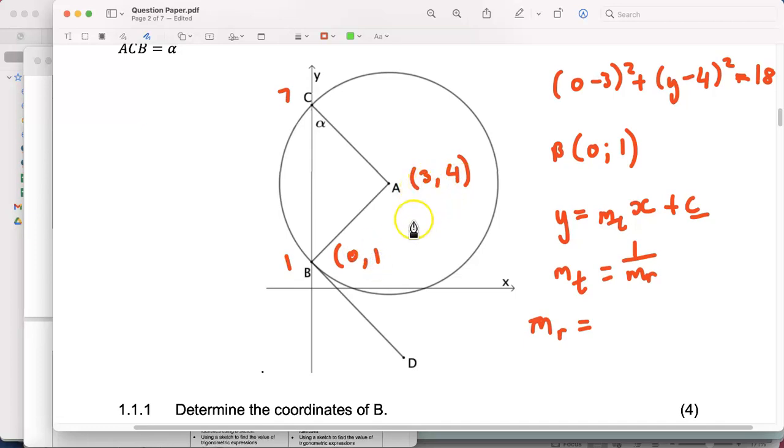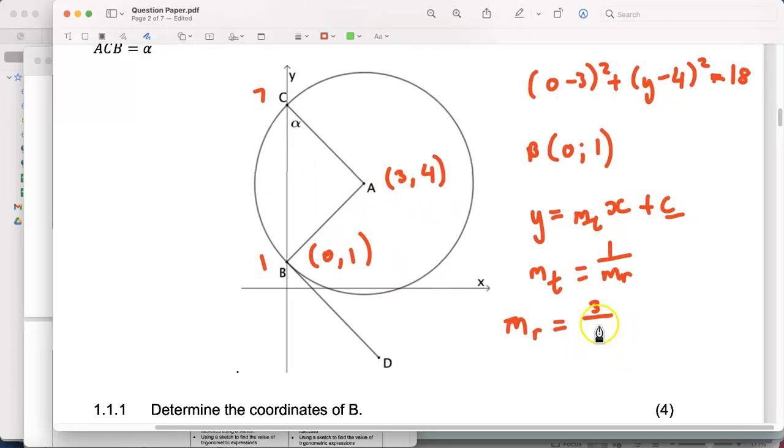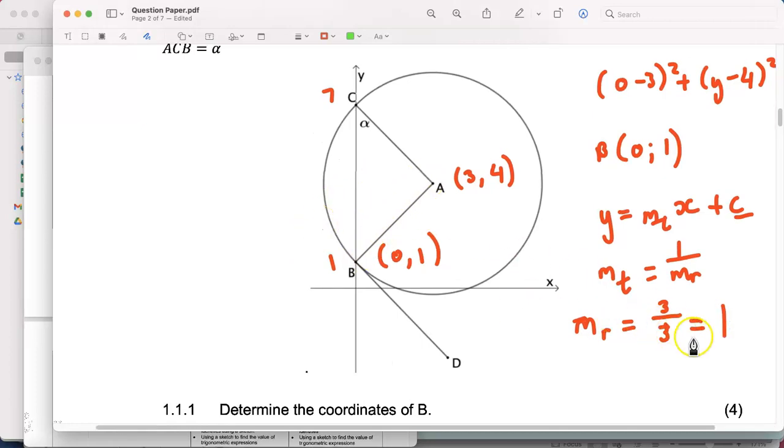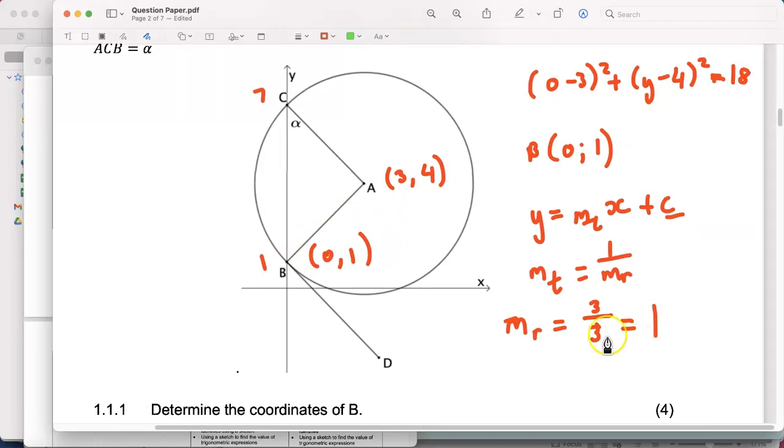So we subtract the y values. 4 minus 3 is 3. And then we subtract the x values. 3 minus 0 is 3. Now, when you get your answer, just see that it makes sense. Like, okay, is it true that this gradient of the radius is 1? Well, this looks positive. So if you've got a negative answer, you know, okay, wait, I made a mistake. Let me just see where my mistake is.